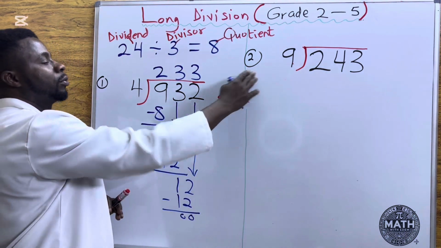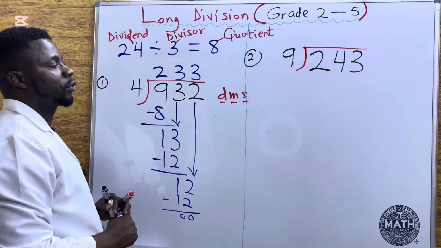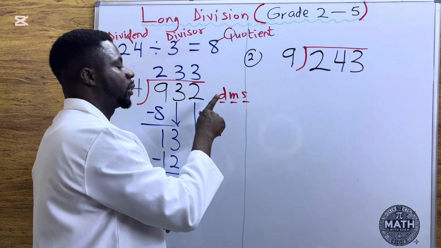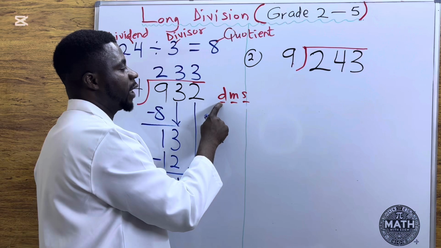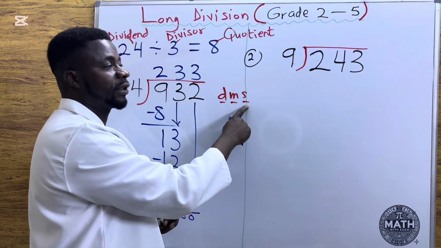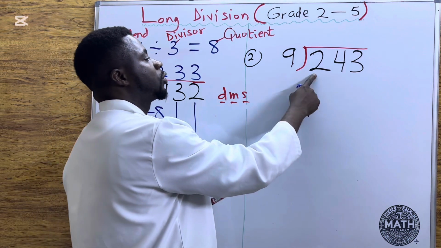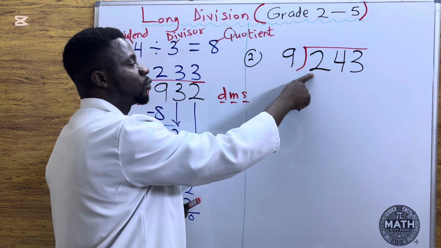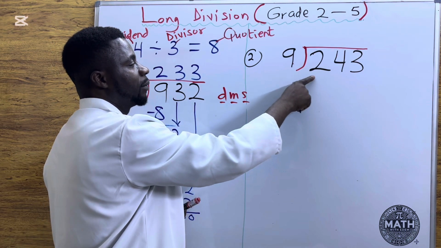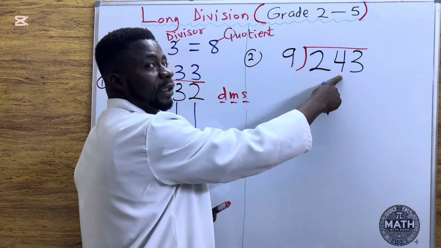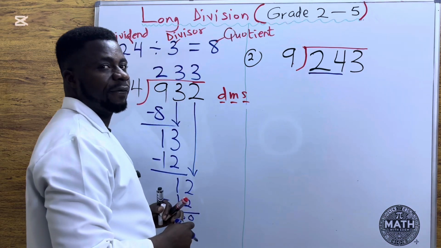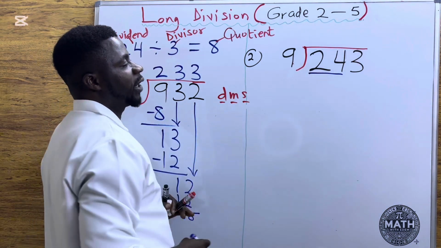Now let's come to question number 2. So we are going to use the same steps. Don't forget the three basic steps, DMS. Okay, divide, multiply, and subtract. So 2 divided by 9. You realize that 2 is too small. We cannot divide by 9. So we attach the second digit to it, making what? 24. So 24 divided by 9.